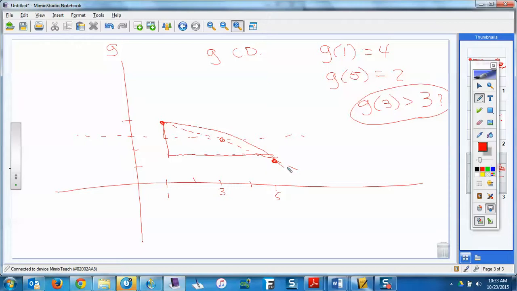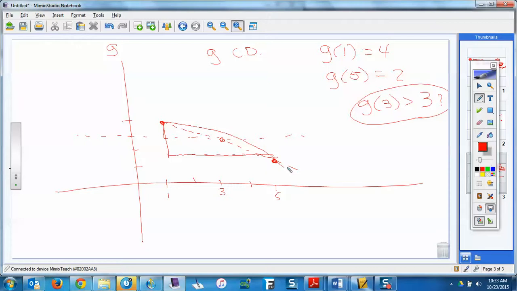I think if this was a quiz question, a picture is almost necessary. You could write it out in words, but I think it would be hard to describe. A picture along with some words is important. So, since it's concave down, and since G of 3 equal to 3 would be on a line between those two points, the graph of G has to curve above that point. That's your explanation in part A.